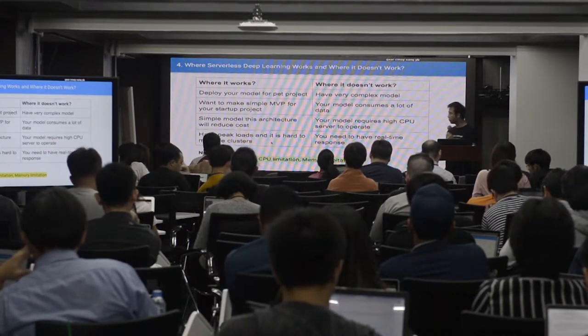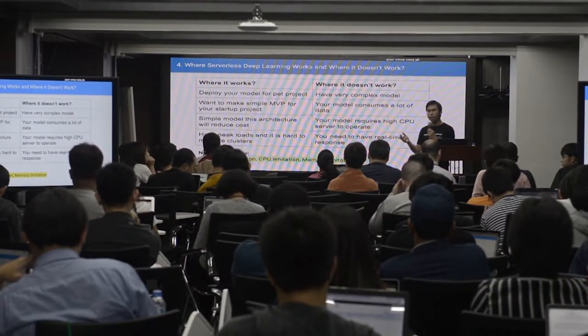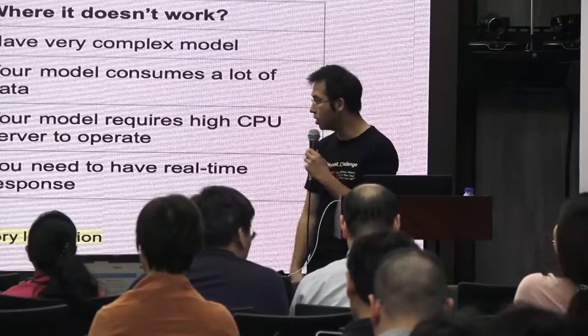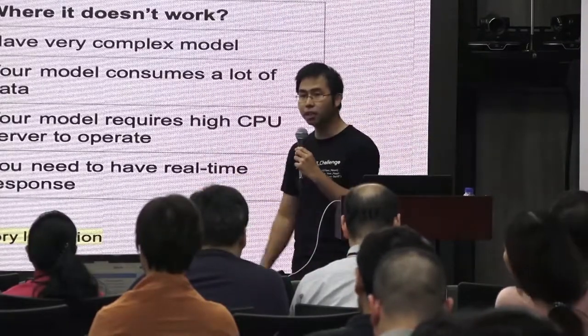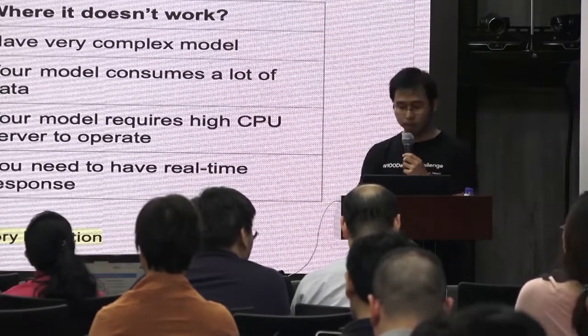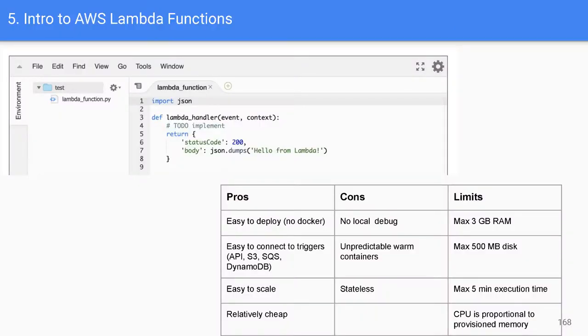Okay, so basically there are three things you need to consider: time limitation, meaning when your model gets input, how long does it take to process the data and make an inference; CPU limitation; and memory limitation. So memory is going to hold your model.